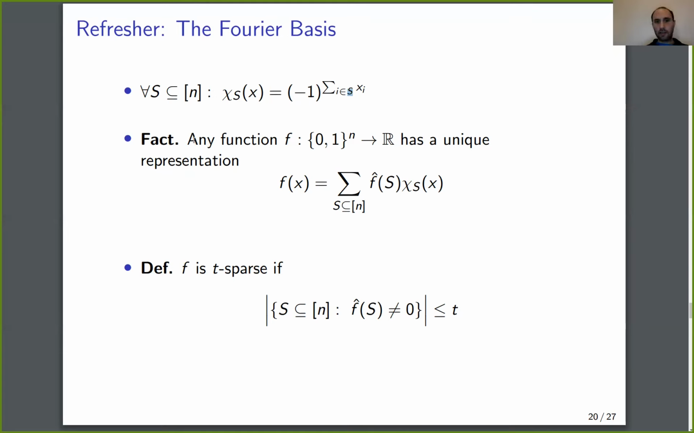Fourier analysis tells us that any function f can be written as a linear combination of these chi s's. We call the chi s's characters, and this thing here, the f hat of s, is the Fourier coefficient of s that corresponds to this particular chi of s. So any function from the hypercube to the reals can be written as a linear combination of characters. And the class of t-sparse functions is simply those functions with at most t non-zero coefficients. So functions, each of which is a linear combination of at most t characters.